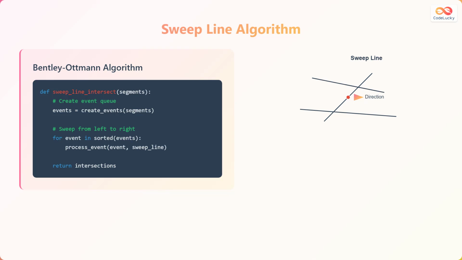The sweep line algorithm, exemplified by the Bentley-Ottmann algorithm, provides an efficient approach to finding line segment intersections. The algorithm creates an event queue, and then sweeps a line from left to right, processing events as it encounters them to find the intersections. This technique is crucial for optimizing the line intersection problem. The code block shows the general structure of such an algorithm.